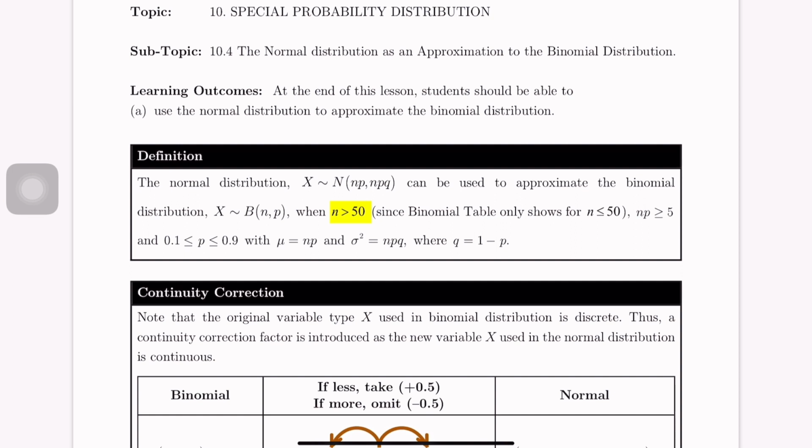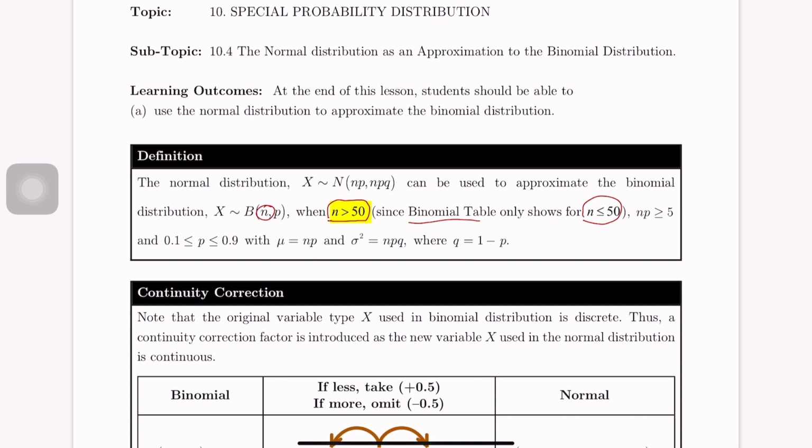We can use the normal distribution as an approximation to the binomial distribution if n is greater than 50, because in the binomial table we only have n less than or equal to 50. If n times p is greater than or equal to 5, we can also use the normal approximation, but p must be between 0.1 and 0.9. The most important thing is, if we have n greater than 50 in binomial, we can use the normal approximation.